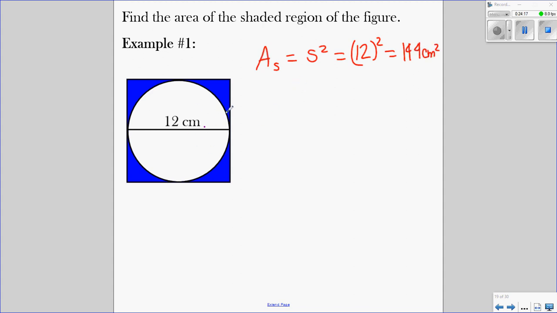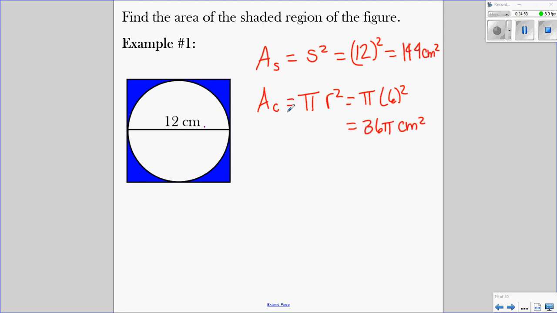Now, we're looking for the circle. I'm going to label it C for circle. Get into the habit of doing that, so that you know that this represents one of the shapes and that represents the other shape. This one is area equals pi r squared. You have the diameter. Can we find the radius? Yeah. You divide the diameter in half, and then you get 6. So you get pi times 6 squared, and then this would be 36 pi centimeters squared.